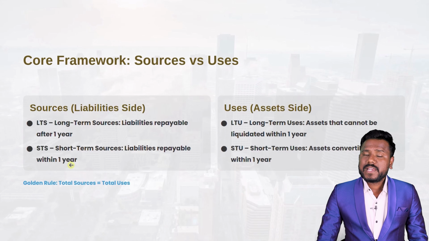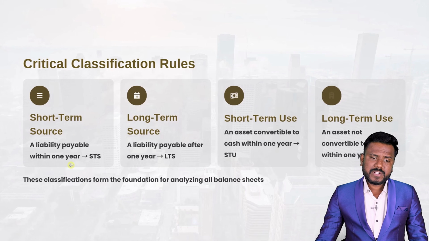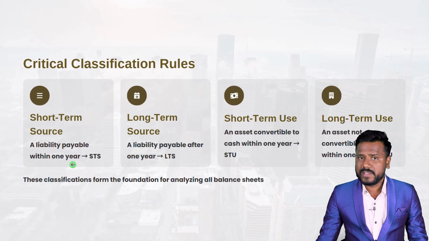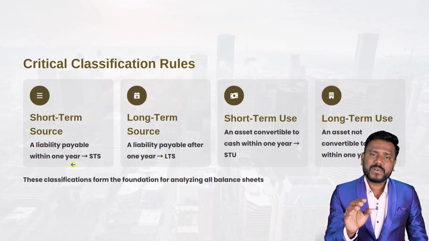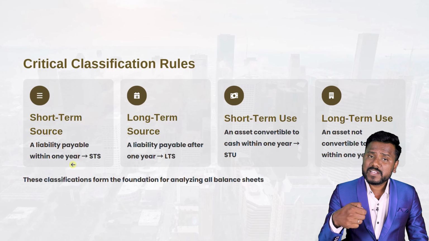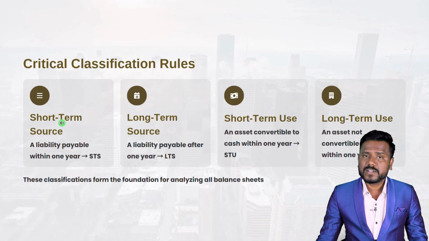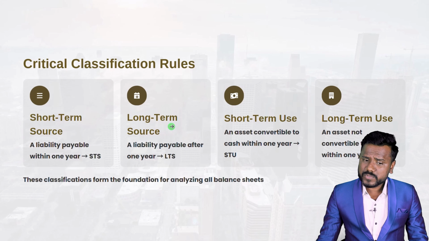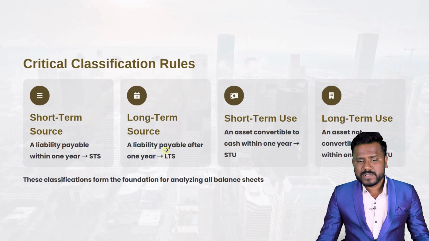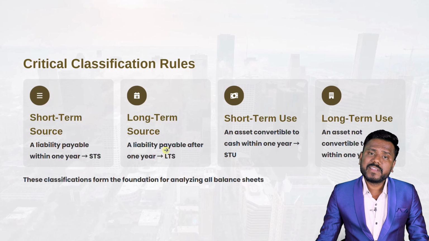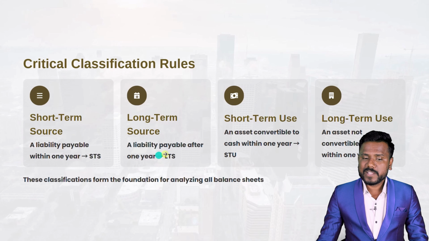That's fine. Let us understand the terms first. What is a short-term source? A liability payable within 1 year. You borrowed something from someone and that has to be repaid within 1 year, that is a short-term source. What is a long-term source? You borrowed something from someone, but the liability can be cleared even after 1 year. The liability payable after 1 year is a long-term source.